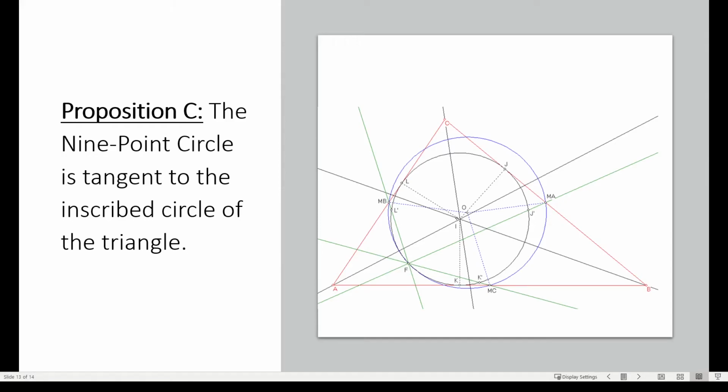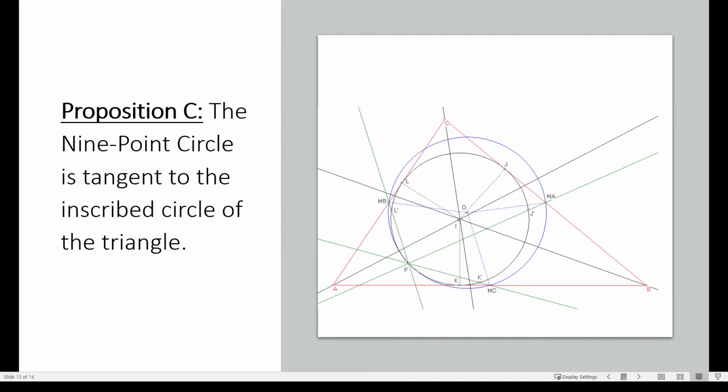So here we have I as the center of the incircle and O as the center of the 9-point circle. We have the 3 points J, K, and L, which are the points that are tangent to the sides of the triangle. And we have the points MA, MB, and MC, which are the midpoints of the triangle. Note that the line segment IJ is perpendicular to BC, and similarly IK is perpendicular to AB, and IL is perpendicular to AC. Next, what we want to do is reflect the tangent points across the angle bisectors of the triangle to get the points J prime, K prime, and L prime. And notice that they also lie on the incircle.